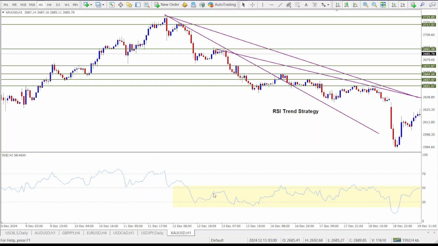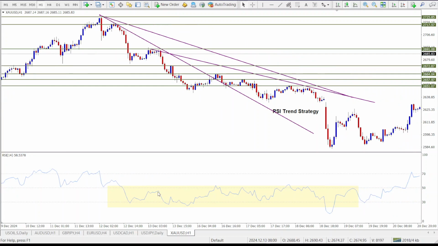If you are a swing trader or a day trader, if you want to ride the trend, then you look for the RSI crossing above 70 and dropping below 70, and then you enter your sell. And if you are a scalper, you can look for multiple rejections around the 50 level within the sell trend. Now that wraps up this particular video on the RSI trend strategy.